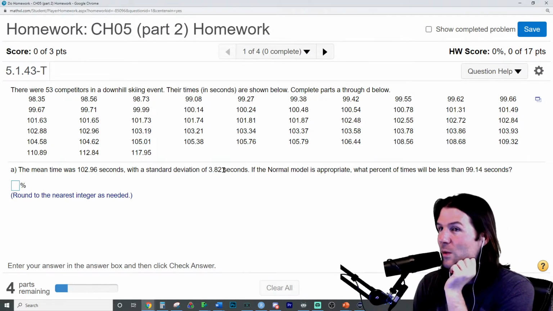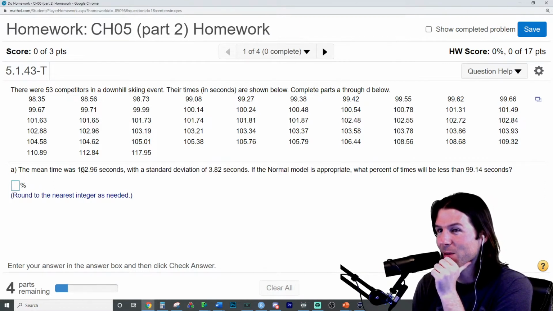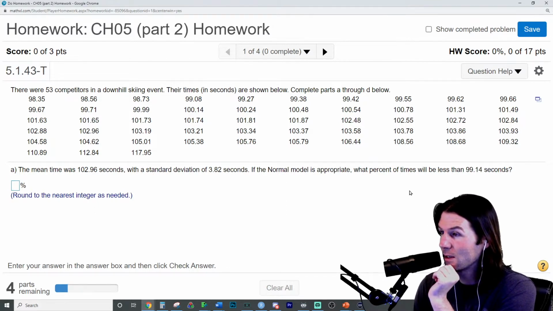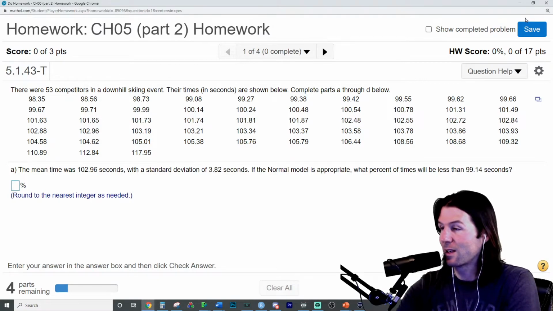So there were 53 competitors in a downhill event. Their times are shown right here. The normal model with a mean of 102.96 and a standard deviation of 3.892. What percent of times? Oh, on the quiz? Yeah. Oh, this is Jessica's turn. We'll go back. All right.